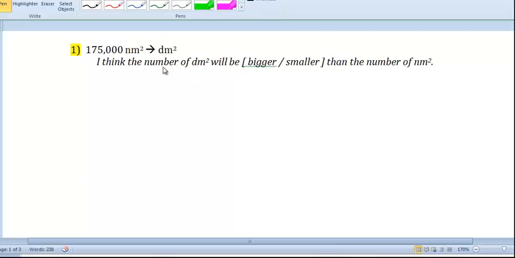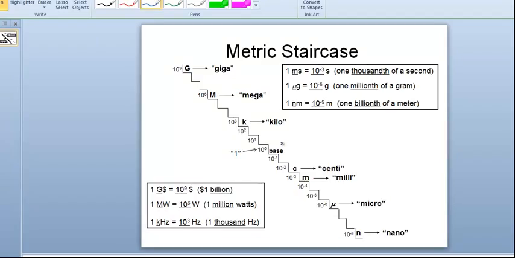Okay, so here we go, 175,000 square nanometers, and we've got to figure out how many square decimeters that would be. So these are areas, right? Units of area. And the first thing that you might want to do is go down to the metric staircase, and you can see that we have nanometers down here. And then the decimeter, this came up in class a few times today.